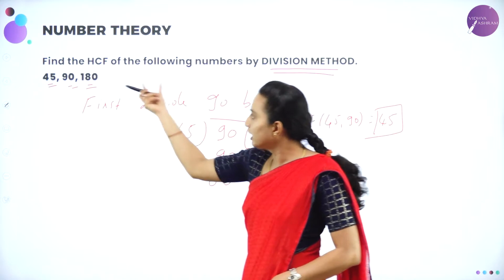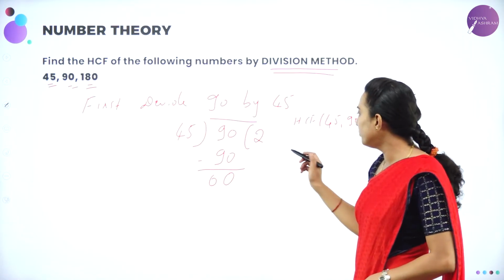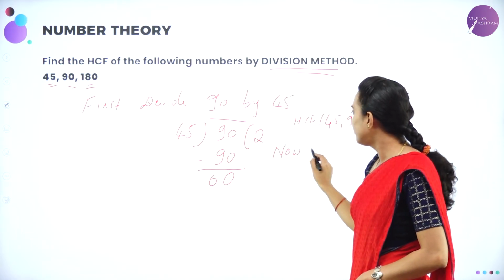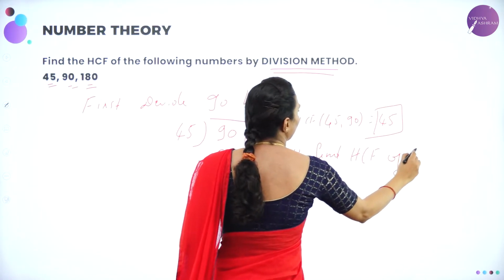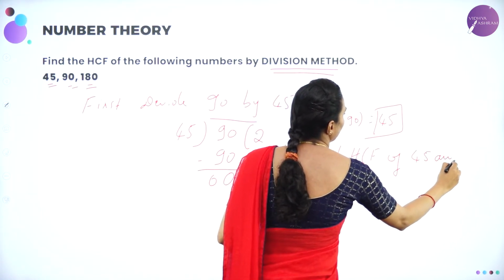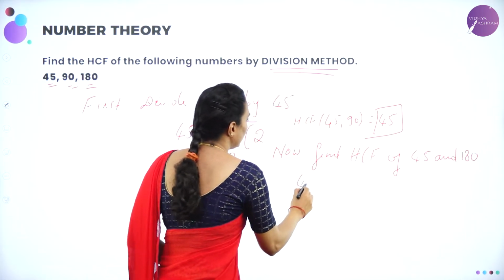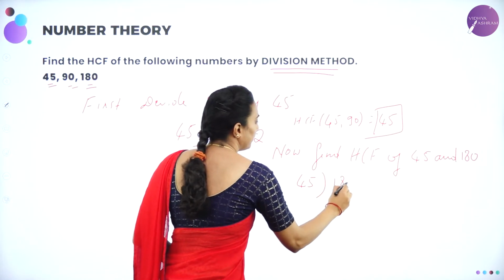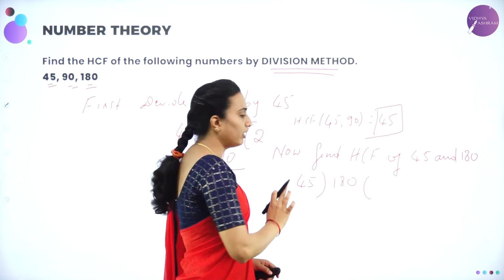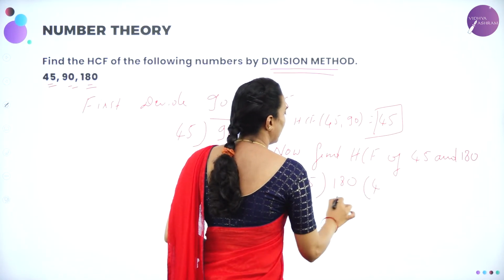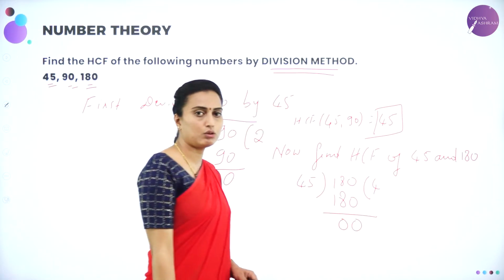Along with that, the remaining number's HCF will be found out. Understood? So now find the HCF of 45 and 180. 45 will be outer, 180 will be inside because it is a bigger number. So you are going to divide 180 by 45. You know already 45 4s are 180. Now it will become 0, isn't it?